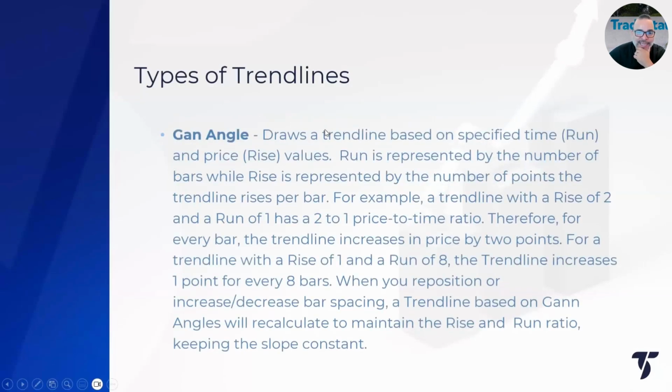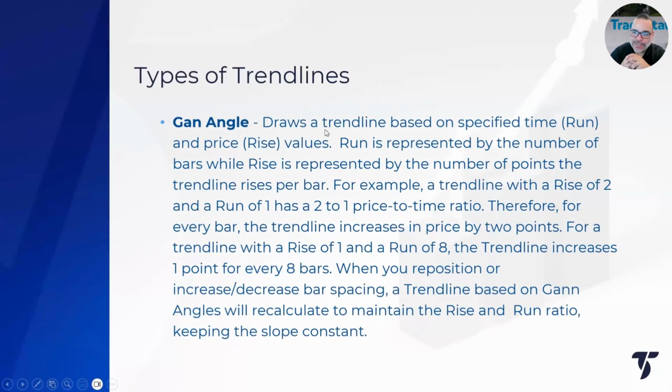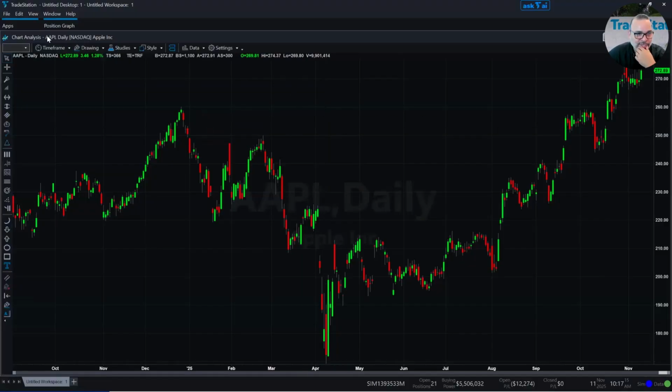Lastly, I think there is a Gann angle. It draws a trend line based on a specified time, which is your run, and a price, which is your rise. Run is represented by the number of bars, while rise is represented by the number of points a trend line rises per bar. For example, a trend line with a rise of 2 and run of 1 has a 2-to-1 price to time ratio. Let's go ahead and take a look at an example so we can understand this.